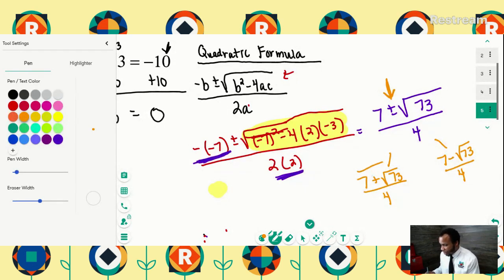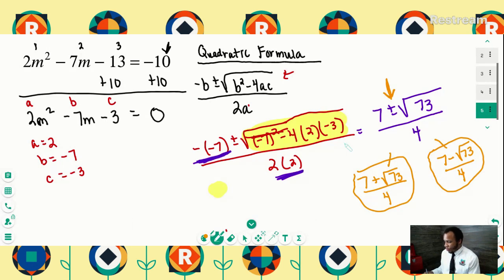And these would be your 2 answers. So either you'll see it written separately like this, where it's 7 plus the square root of 73 divided by 4, and 7 minus the square root of 73 divided by 4. Or to keep it simple, you can say 7 plus or minus the square root of 73 over 4. And that would be your answer for this one.